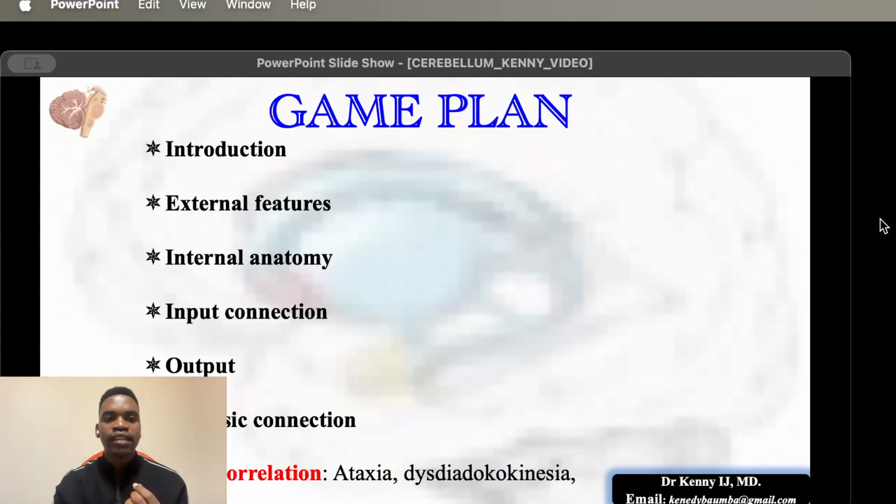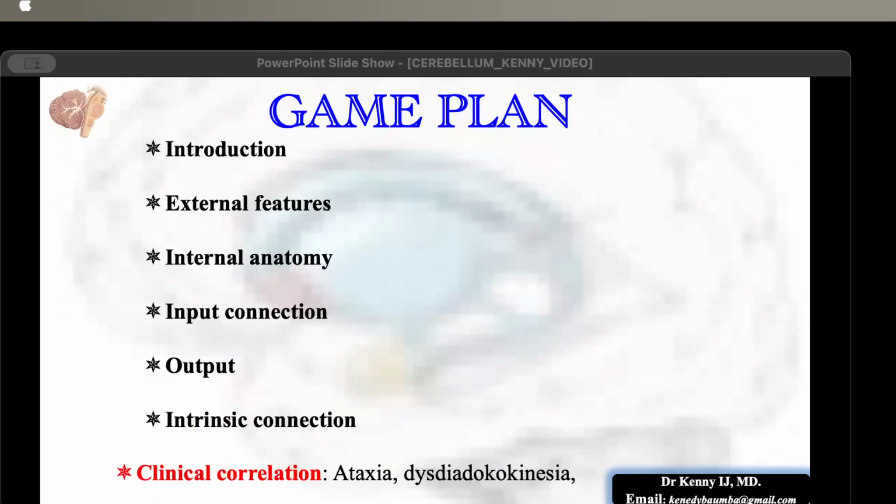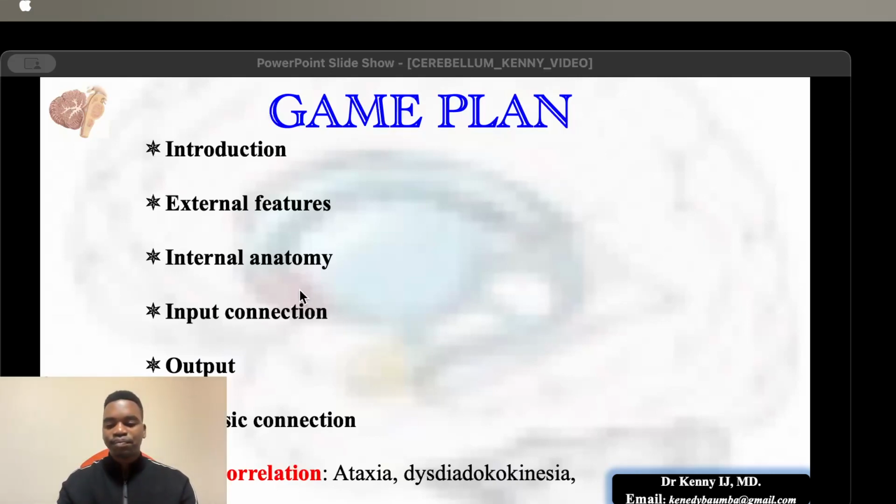We will dive into the internal anatomy, where we also see the different connections within the cerebellum: the input connection, the output, as well as the intrinsic connection within the cerebellum, how information passes from one point of the cerebellum to another. And as part of clinical anatomy, we will discuss ataxia and dysdiadochokinesia, a very, very important part and a very important clinical correlation as far as the neuroanatomy of the cerebellum is concerned.